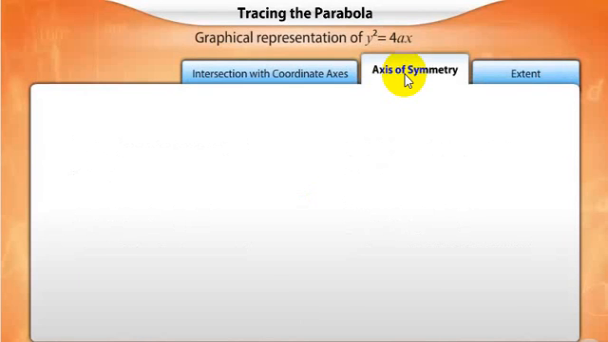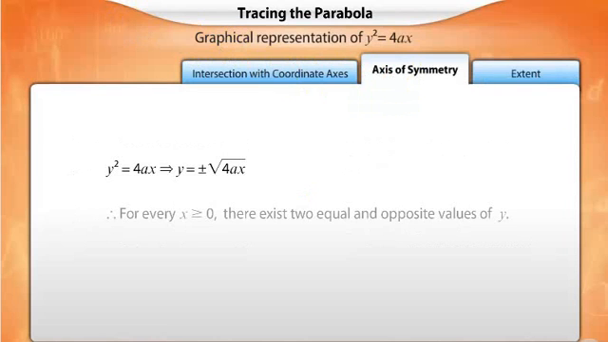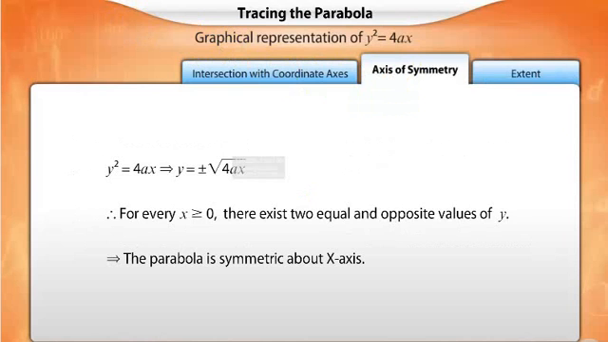For the parabola y square equal to 4ax, y is equal to plus or minus square root of 4ax. This means, for each positive value of x, there are 2 equal and opposite values of y. So, the parabola is symmetric about x-axis.